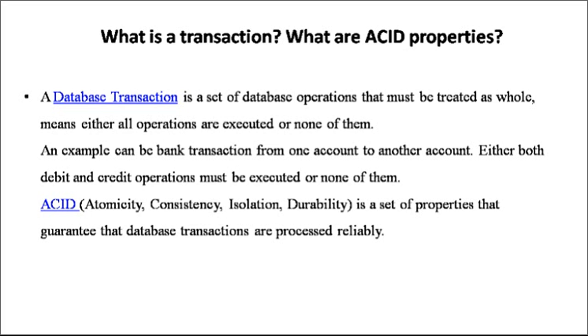What is a transaction? What are the ACID properties? I repeat again, a database transaction is a set of database operations that must be treated as a whole, meaning either all operations are executed or none of them. This is the example of a bank transaction. Then ACID, which stands for atomicity, consistency, isolation, and durability, is a set of properties that guarantee that database transactions are processed reliably.